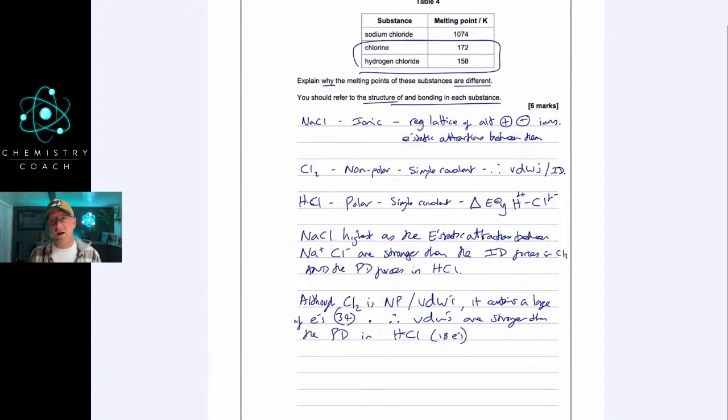So are we on board with this, guys? Give me a kind of score out of 10 with how much more clarity you've got on these sorts of questions. Describe the structure and bonding in the things, then just talk about the relative strengths. That's all you need to do. And like I said, you're guided in the question as to which is which.